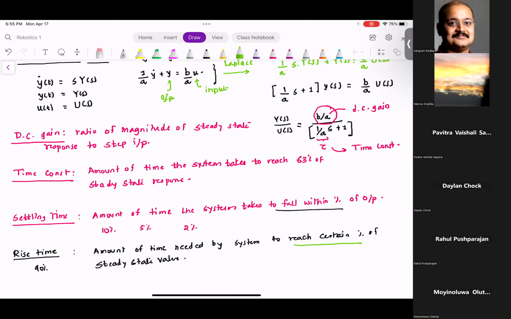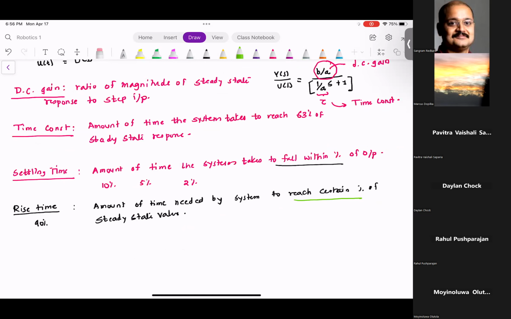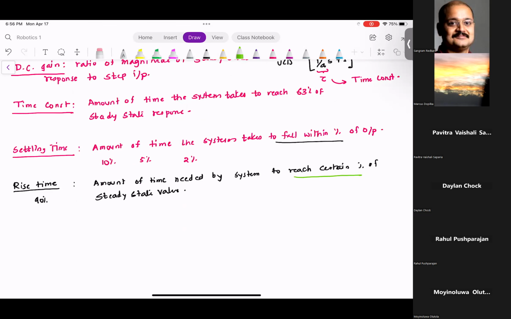Now, let's consider a very simple example. If you have a spring mass damper system, this system is given by something like this.